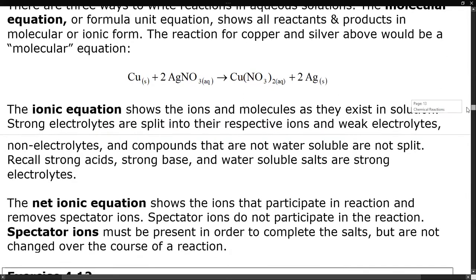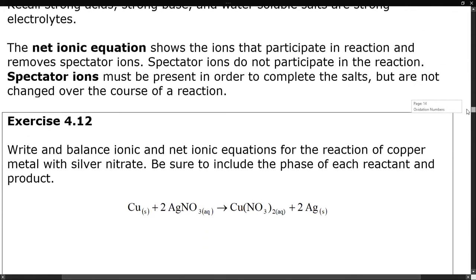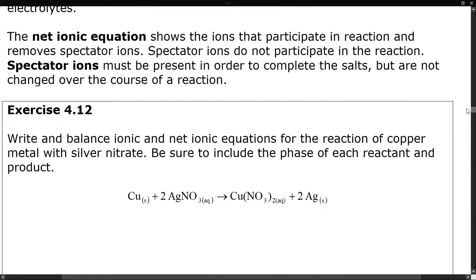The net ionic equation eliminates what we call spectator ions. They're ions that are present, but they don't really do anything. They don't change physical state. And those can be eliminated. They're there because you can't just go to the stockroom and grab some silver ions. They have to be part of some salt. So you need to do that.